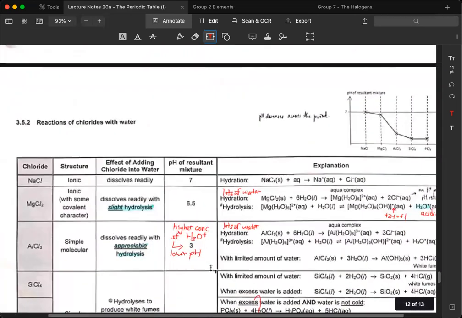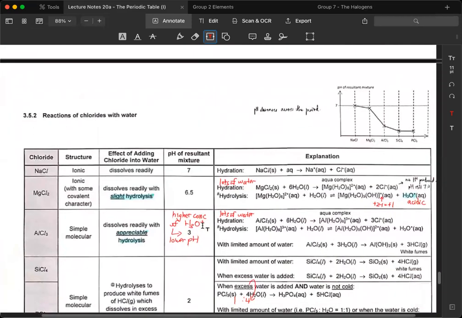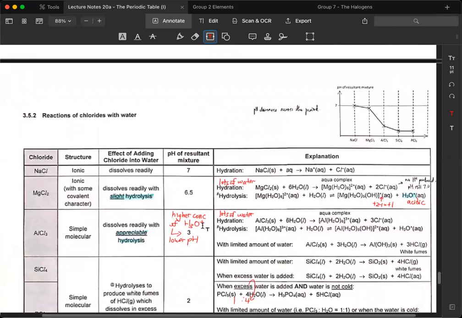As for the reaction of a chloride with water, they do differ. We're going to talk about what is hydrolysis here. So there is a difference between hydration and hydrolysis. Hydration means just dissolving in water. It is reversible. But when you say hydrolysis, it's actually reaction with water.